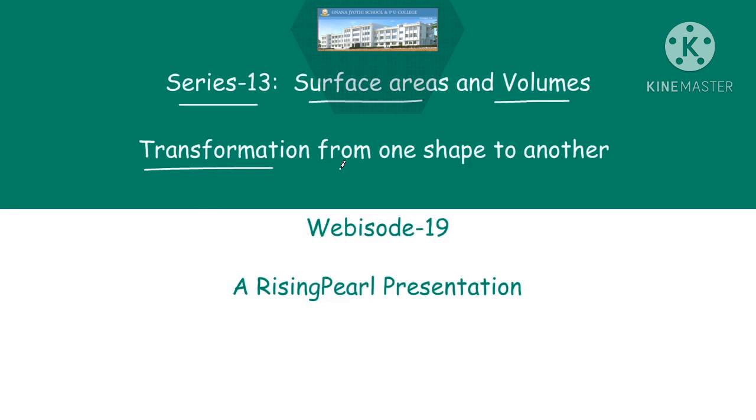On transformation from one shape to another. Because this is a series on surface areas and volumes, our focus will be to learn, as one thing is transformed from one shape to another, how does it really affect the surface area and the volume of that thing. So let's look into it.